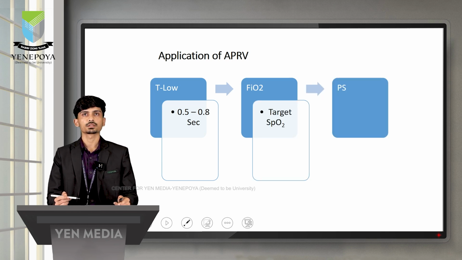Pressure support, this setting or parameter is not available on all ventilators in APRV mode of ventilation, but some ventilators will have this option of being able to set the pressure support. If it's available, you can set it anywhere between 5 to 10 centimeters of water to reduce the work of breathing of the patient.